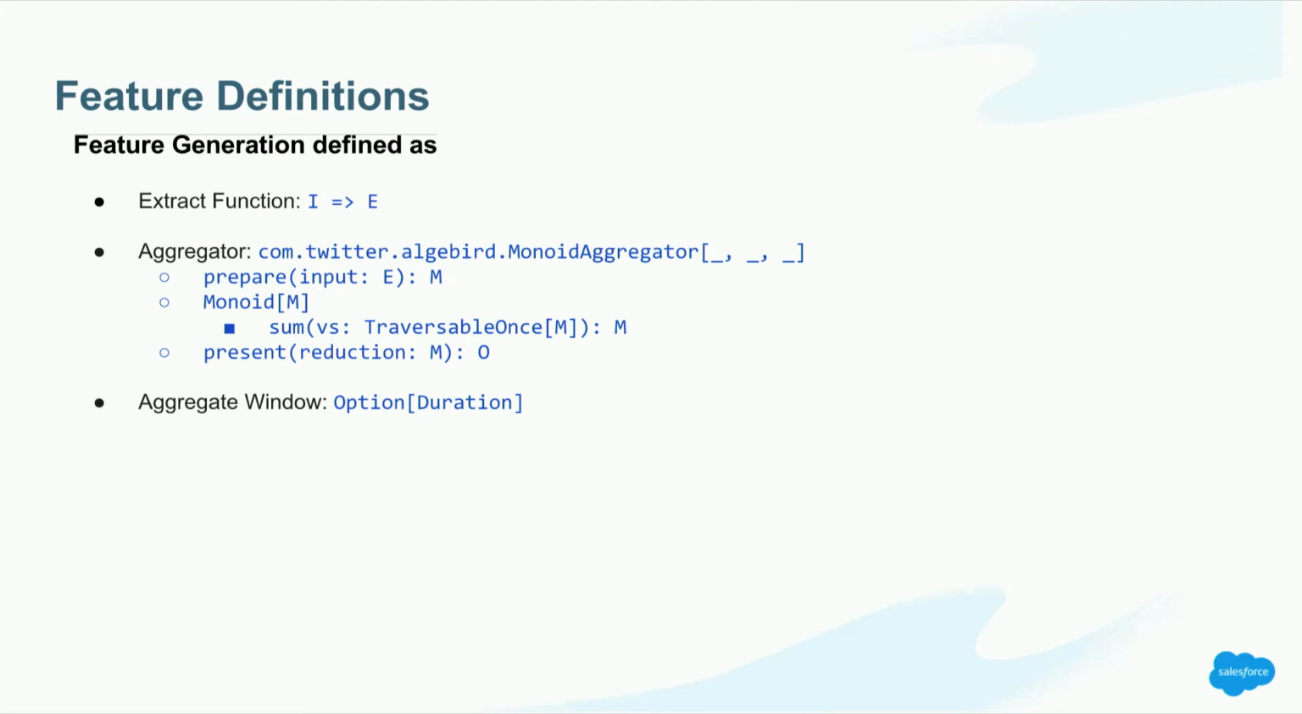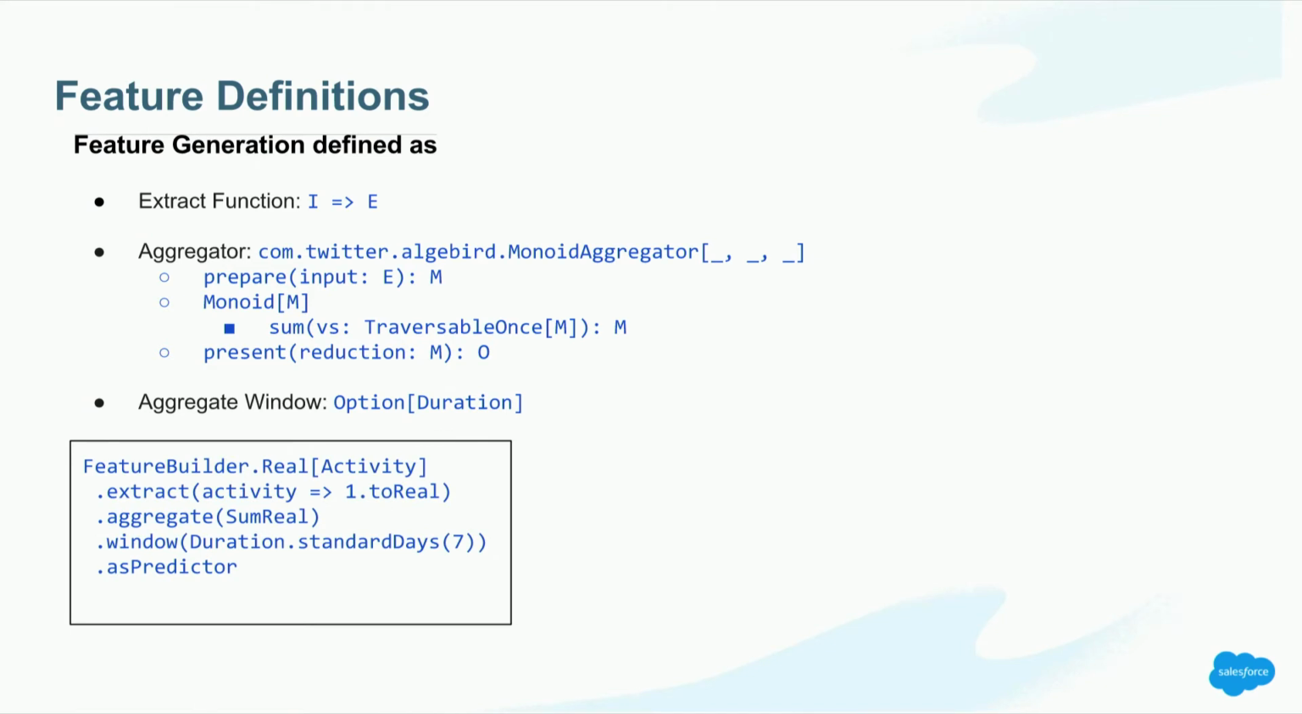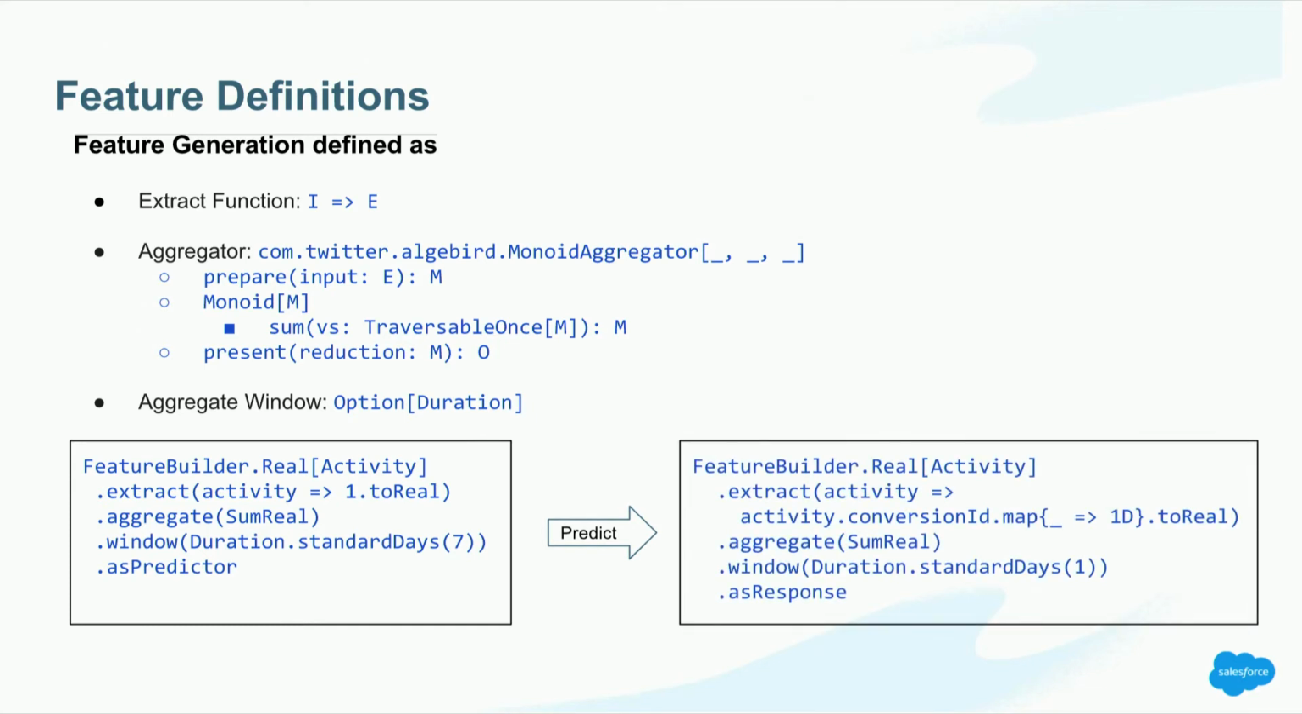type of input data. As an example, here we generate a feature which is the total number of activities in the past 7 days. As you can see, this is a perfectly composable API where we identify the input type, output type, the extract function, the aggregate function, and the window over which we are aggregating. And similarly, if we want to predict another feature, the number of conversions in the past 1 day, we can do exactly the same way, and the APIs look very similar to each other.